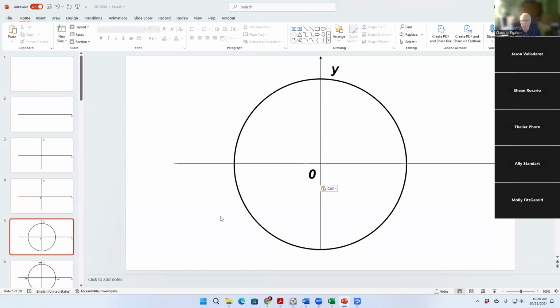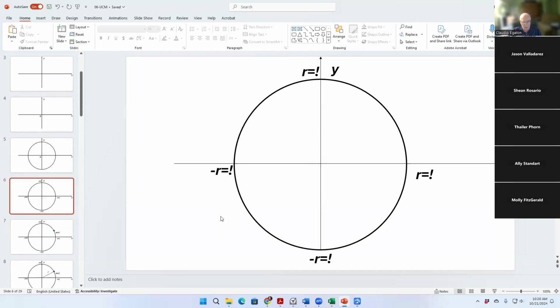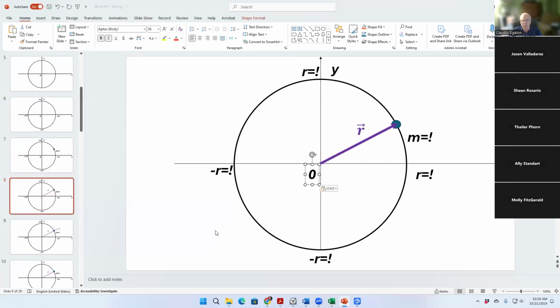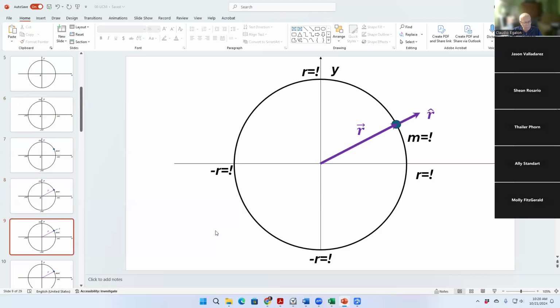Circular path. Now the radius of the circle, lowercase r. The point mass at a given position in the circle. The vector position of the mass. The unit vector of the vector position. Magnitude 1, right?